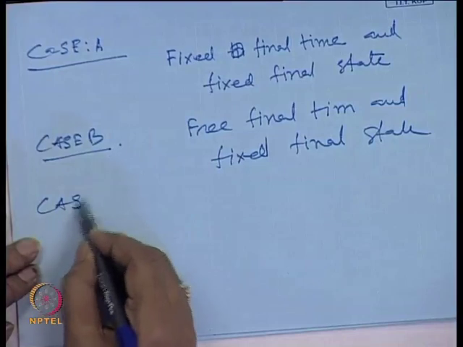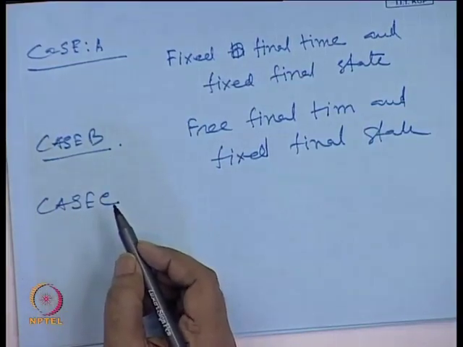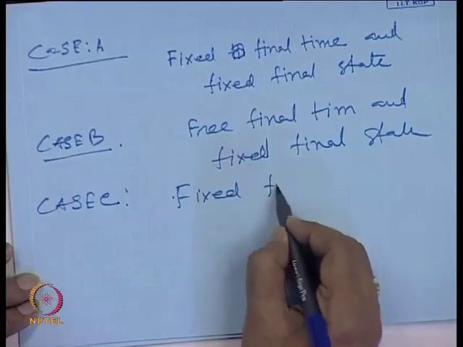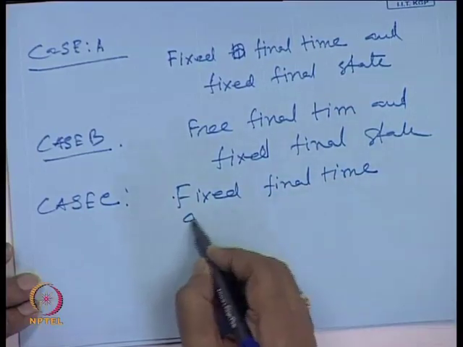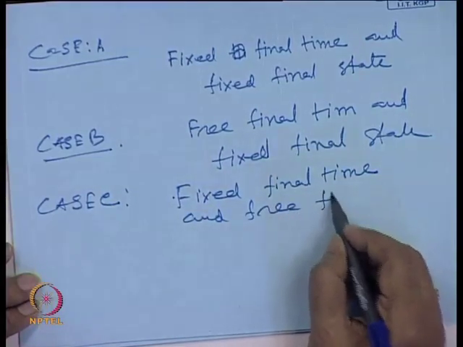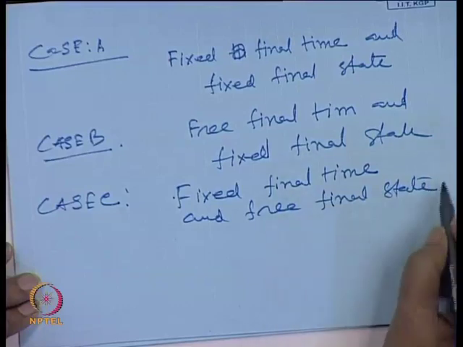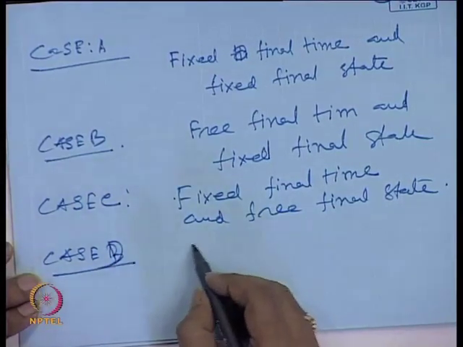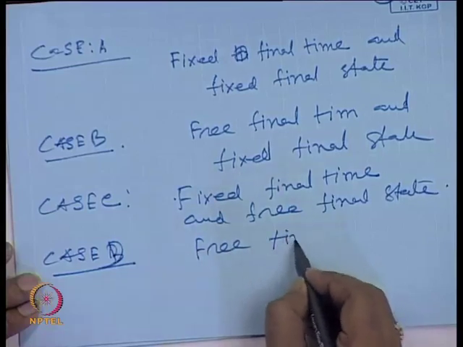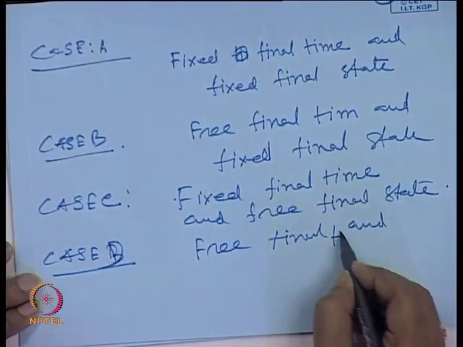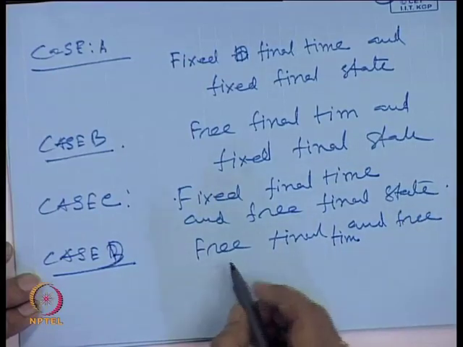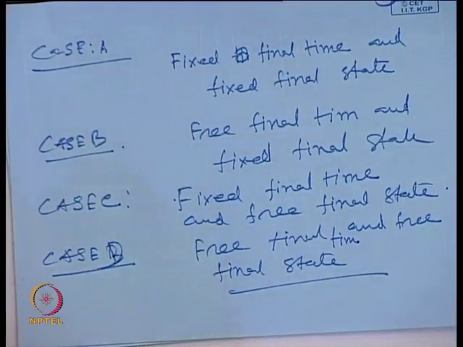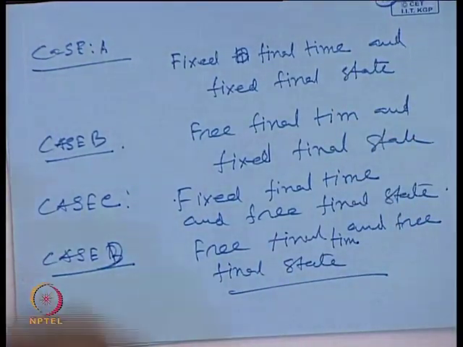Similarly, case C is fixed final time and free final state. And the last one, case D: both are free, free final time and free final state. So whatever boundary conditions we have considered, each of these cases will be a special case of the general boundary condition.